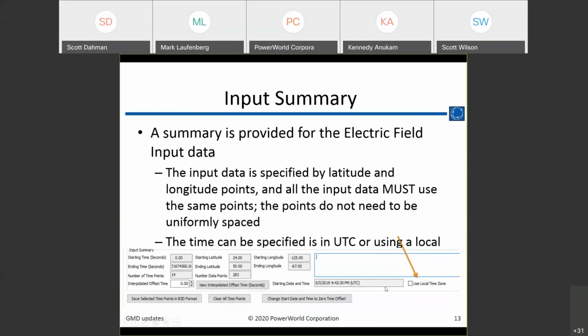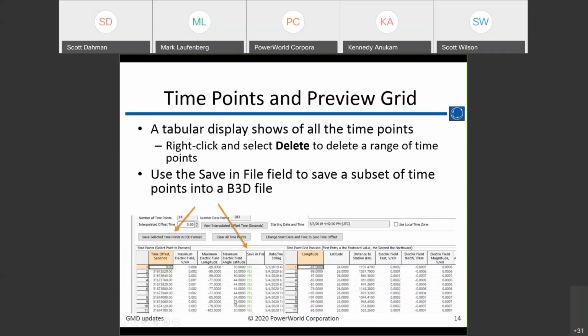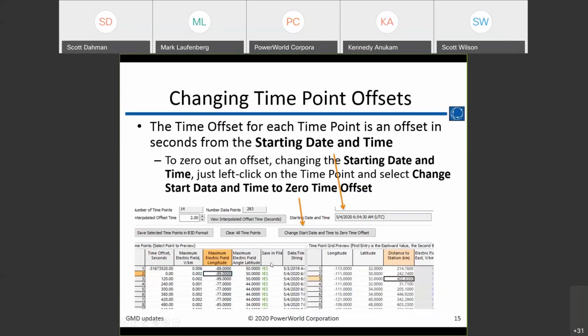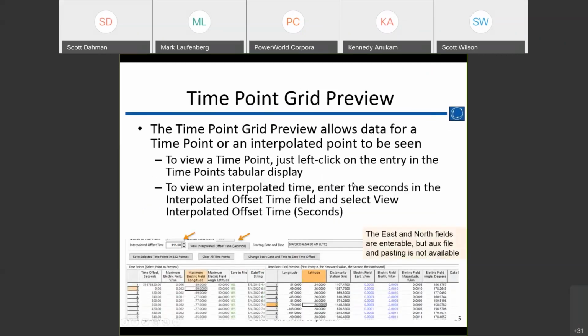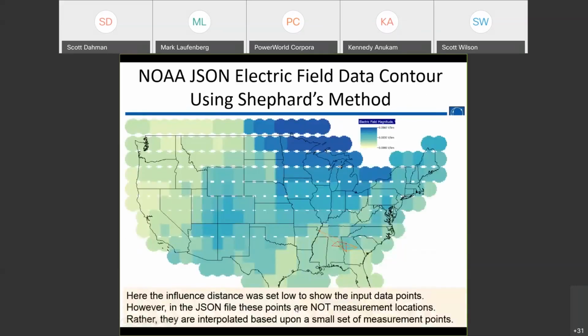And then we just mentioned some things about the time zones. And there are other aspects of that dialogue and some other functions, like changing the start date and the time zero to the current time that you're on. You can do that. So I'm just browsing the data and so forth.